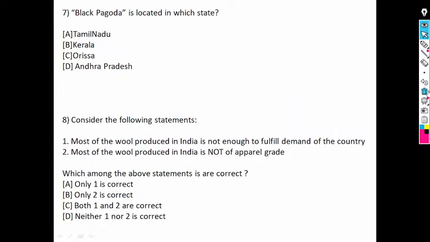Black Pagoda is located in which state? Tamil Nadu, Kerala, Odisha or Andhra Pradesh. Black Pagoda is located in Odisha.